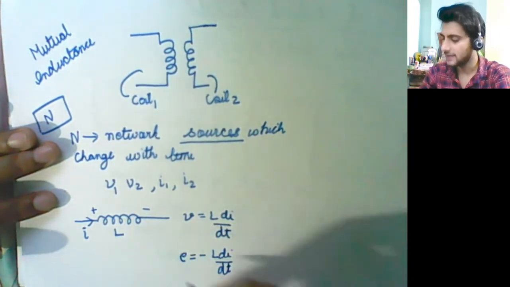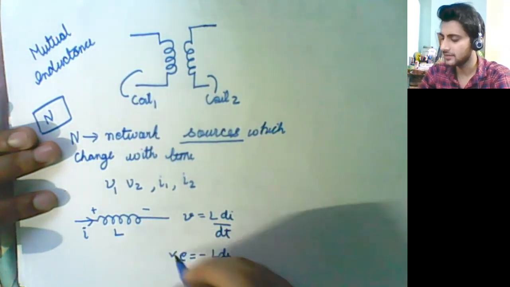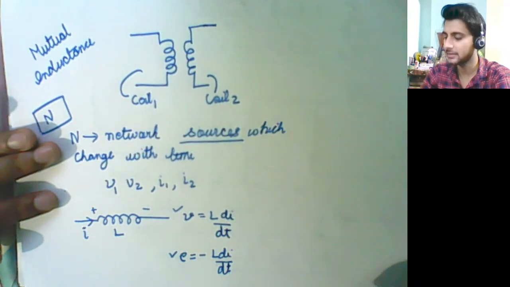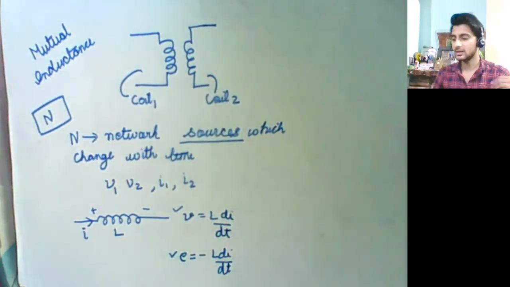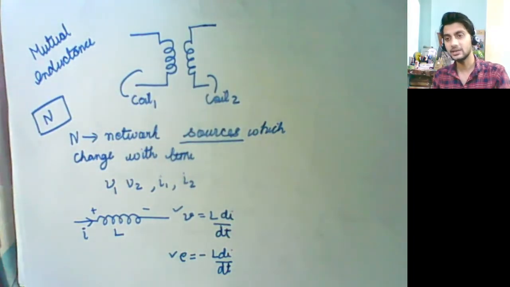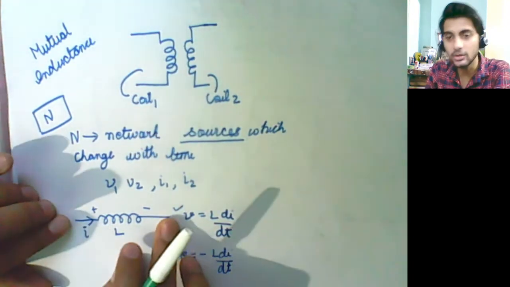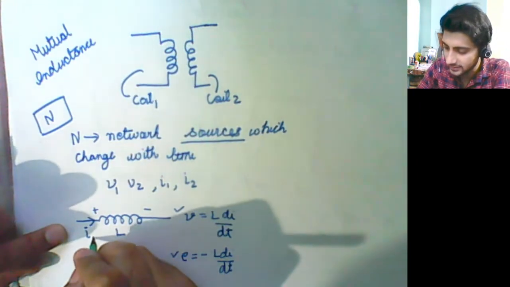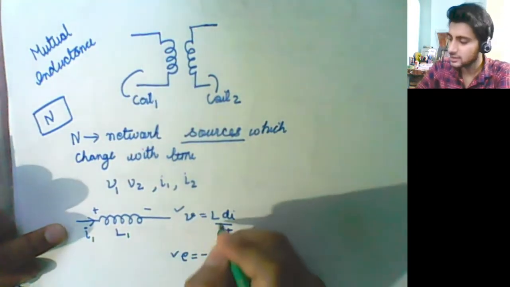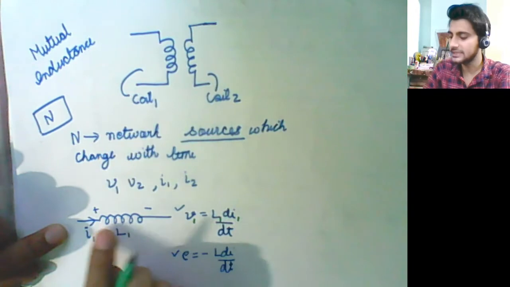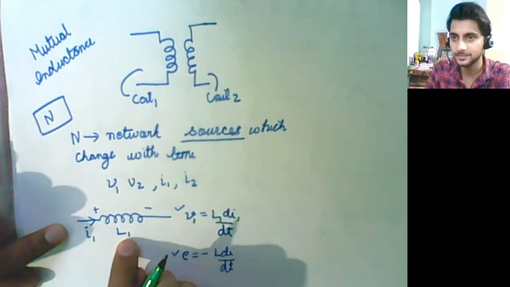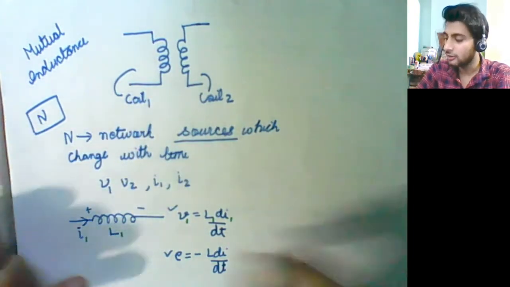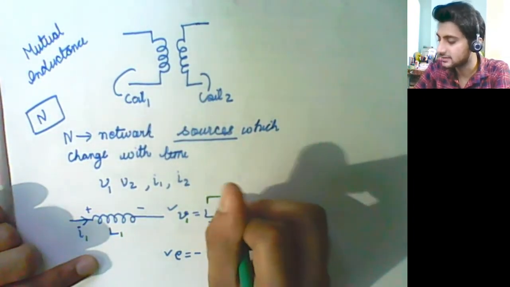Okay. But if we are not interested in the EMF, we are only interested in the voltage values, then we can consider it to be L di by dt. But remember that such a thing is happening when the current is flowing through the same coil, the current I1, let me call this I1, and this is L1. So this is happening when the same current is flowing through L1. It is not the current of some other inductance. Therefore, we call L1 self-inductance.